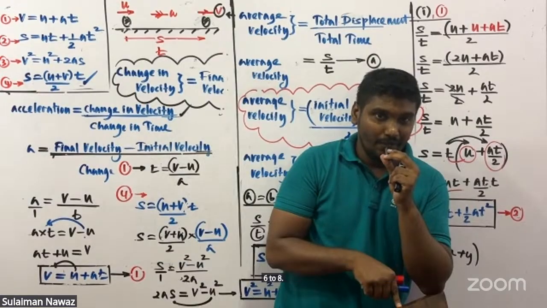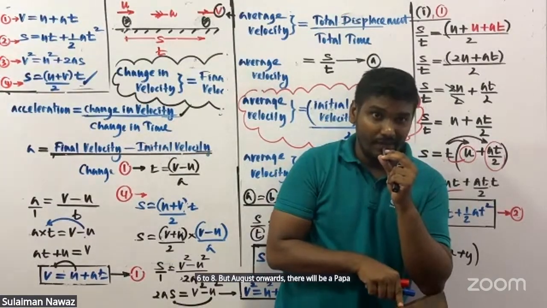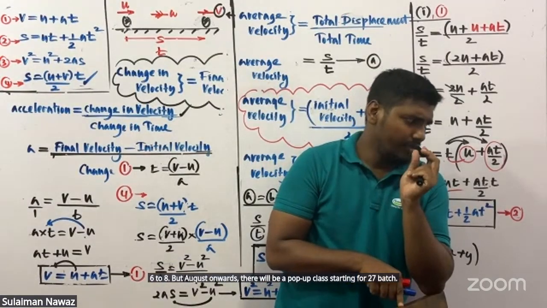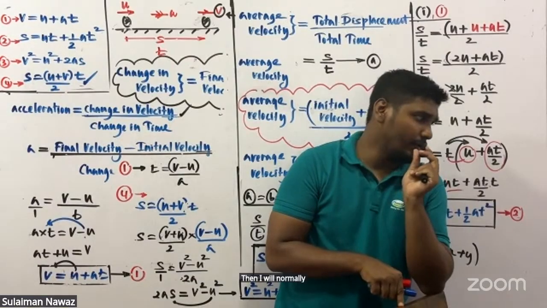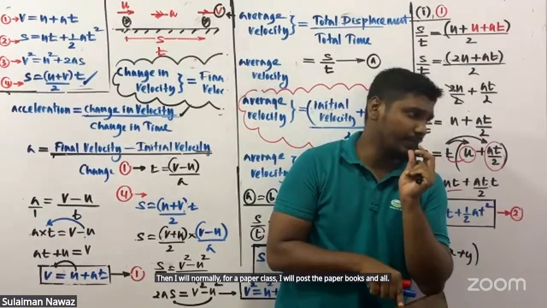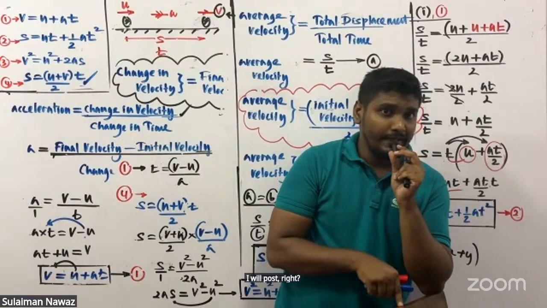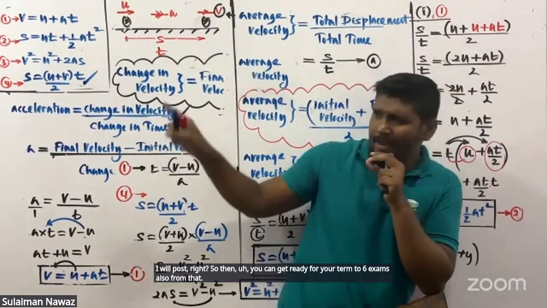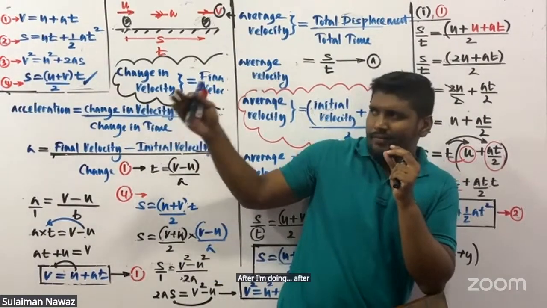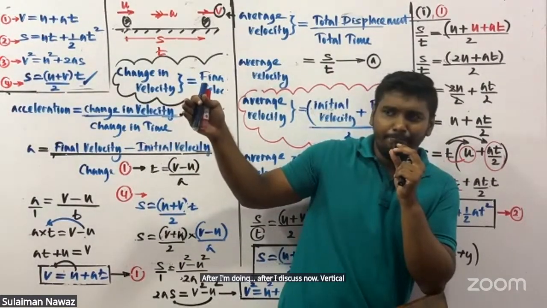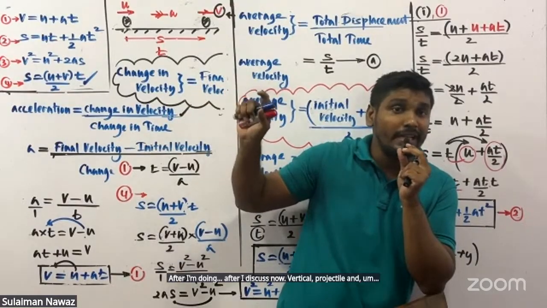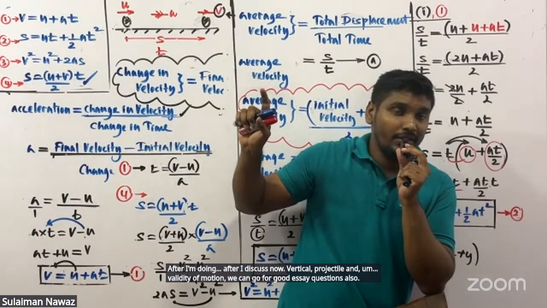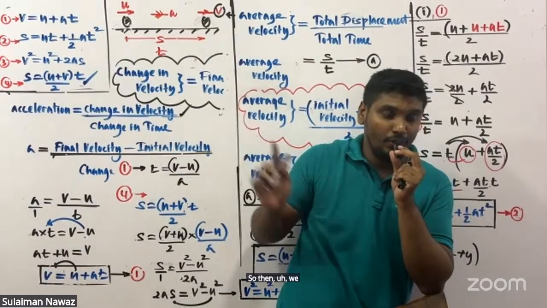But from August onwards, there will be a proper paper class starting for the 27 batch. For a paper class, I will post the paper books and all, so you can get ready for your term test exams from that. After I discuss vertical, projectile, and relative motion, we can go for good essay questions also, so then we can get that exposure also.